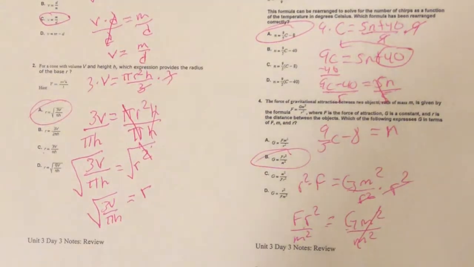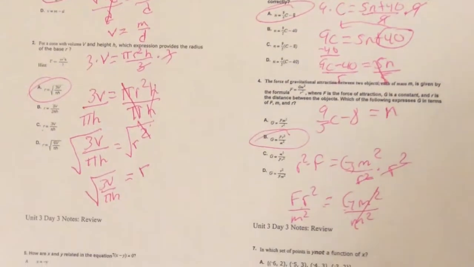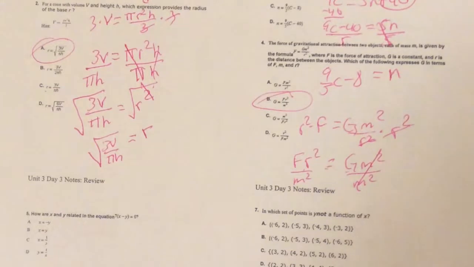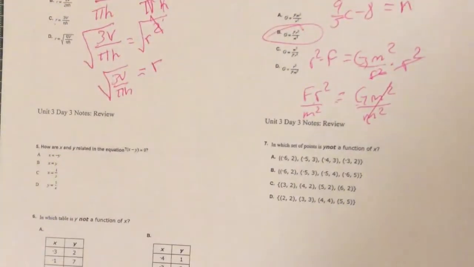Now the next problem says, how are x and y related in the equation 7 times (x minus y) equals 0? Now, let me go ahead and tell you that anytime I have one set of parentheses, I usually just try to divide by the number in front of the parentheses to get rid of them. But if I have two sets of parentheses, the easiest thing to do is just distribute to get rid of both parentheses. But here I only have one parentheses.